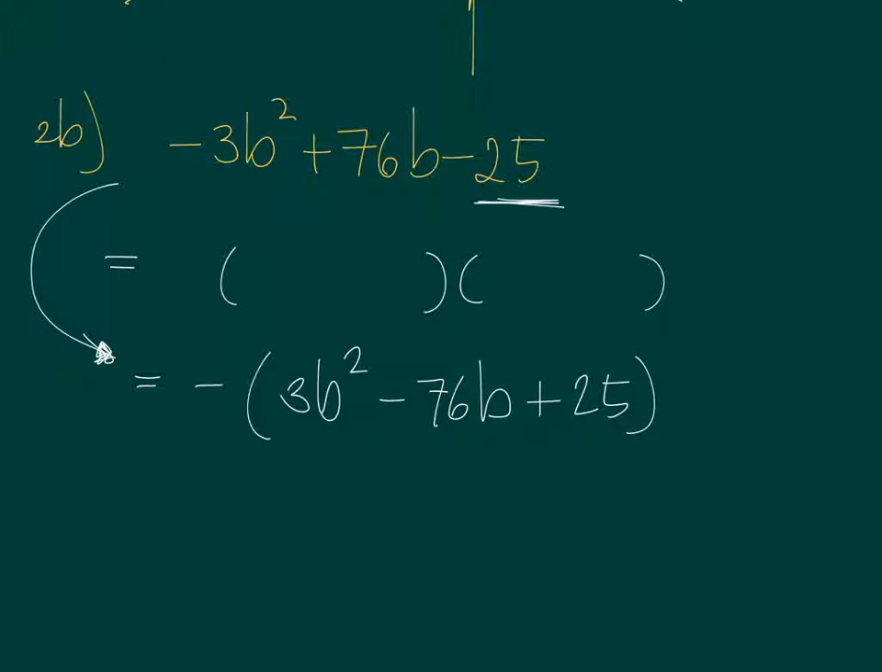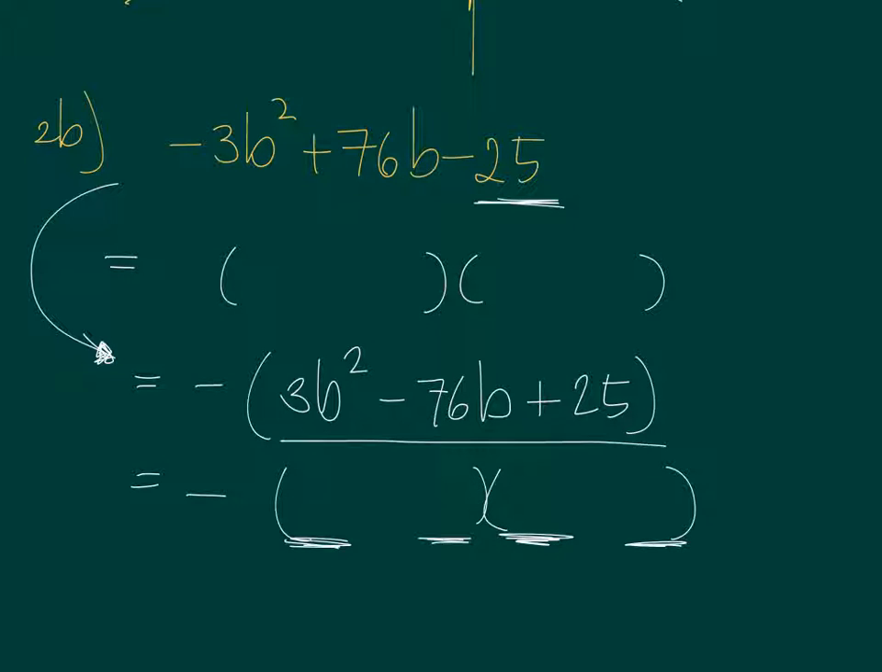Okay, so after doing that, you can now focus on factoring 3b squared minus 76b plus 25. So we'll copy the negative sign, and we'll now break down the trinomial into two factors. This is where you have to be good at selecting combinations of numbers. Make sure you know how to get the numbers on the first terms and the expressions on the second term. Okay, this is the idea.